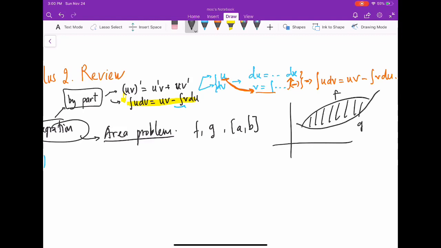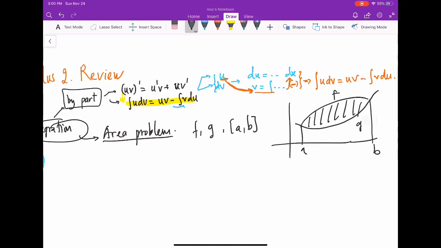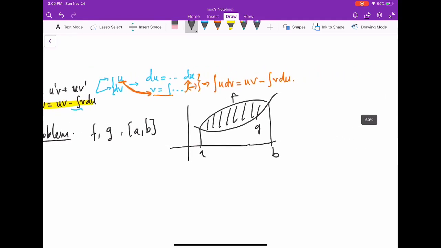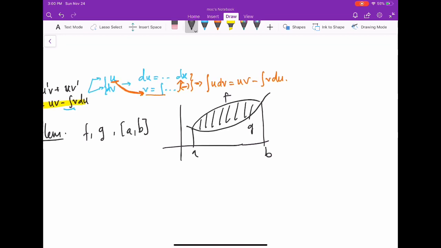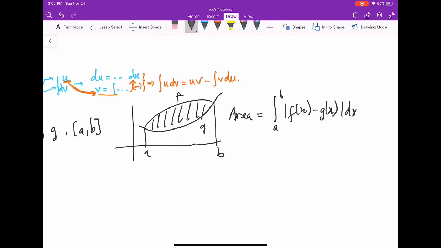This is f, this is g, and here is a, and here is b. So they ask you to find the area of the region enclosed by the curves of f and g. So the area is equal to the integral from a to b of the absolute value of f of x minus g of x dx. I write the absolute value of f minus g in general form because sometimes if they just give you f and g, you don't know which function is bigger than the other.